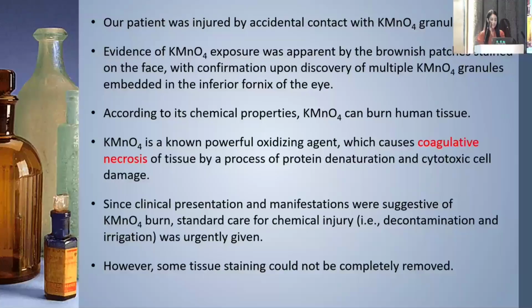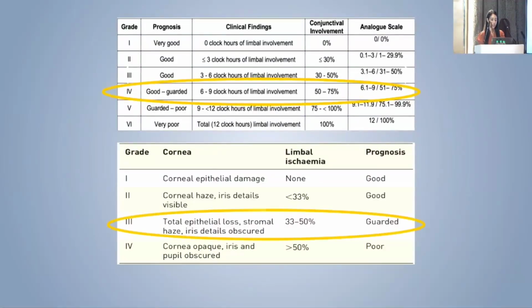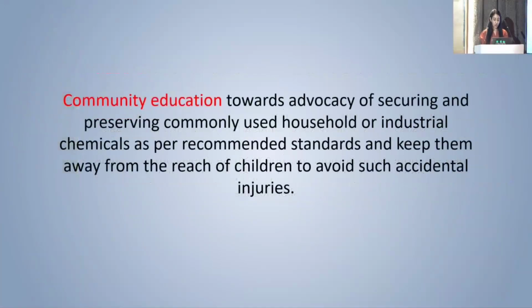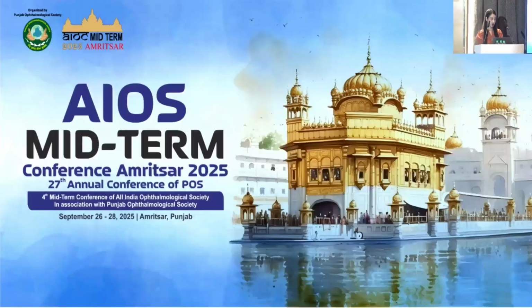KMNO4, according to its chemical properties, can burn human tissue and it can cause coagulative necrosis. Our patient fell under grade 4 according to Dua's classification and grade 3 according to the Roper-Hall classification. Vitamin C and steroids play a major role in controlling inflammation and also used in cicatrizing insults like chemical injury. The patient is still kept under close follow-up. So community education is also equally important in such cases. Thank you.